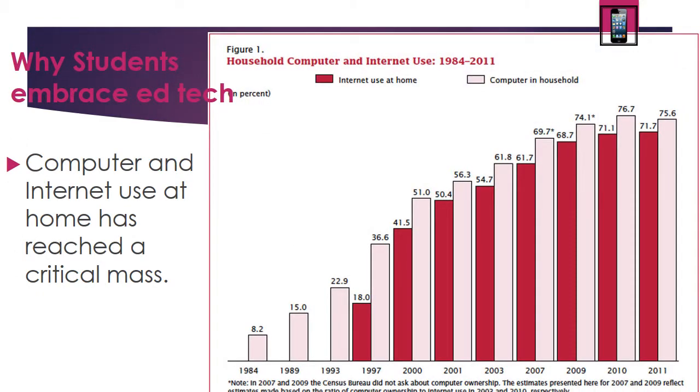So one of the reasons that students tend to embrace technology in education today is that household computer and internet use was reportedly up to about 75% in today's households. Computer and internet use at home has reached a critical mass. According to the U.S. Census Bureau, in the year 2011, internet use at home was up to around 72%, and computer use in the household was up to 75.6%, which is definitely a majority.